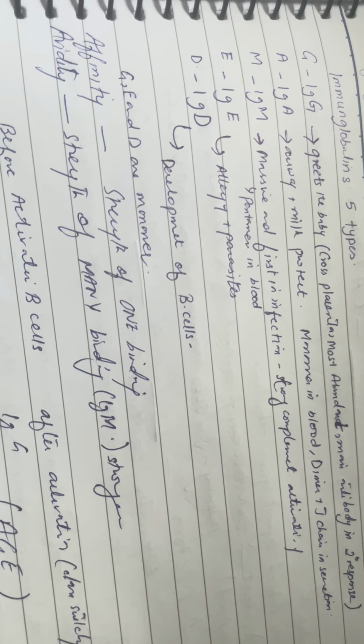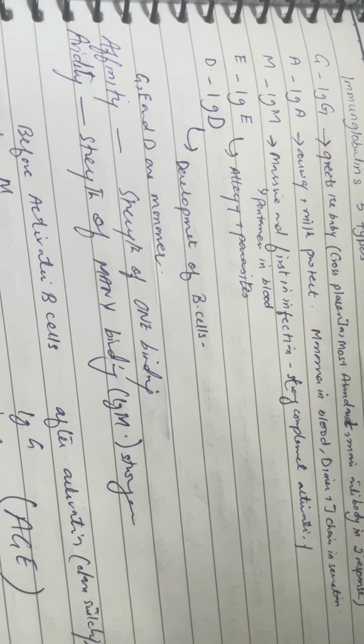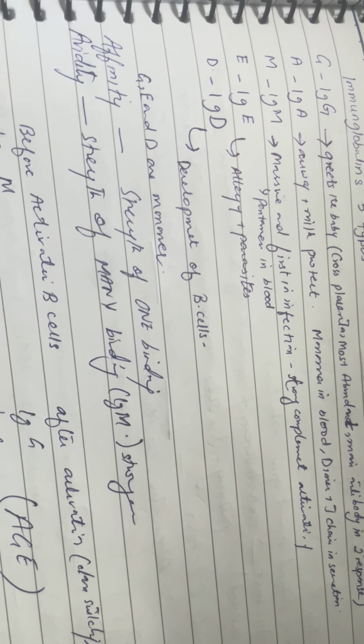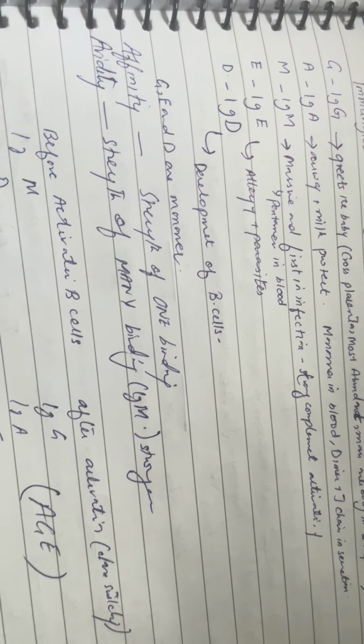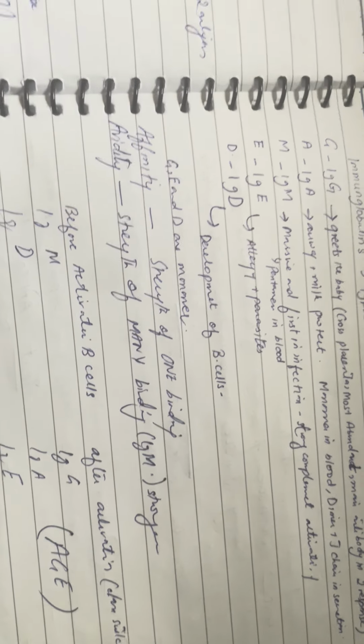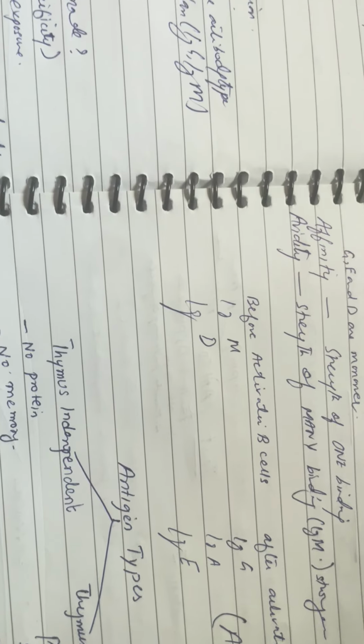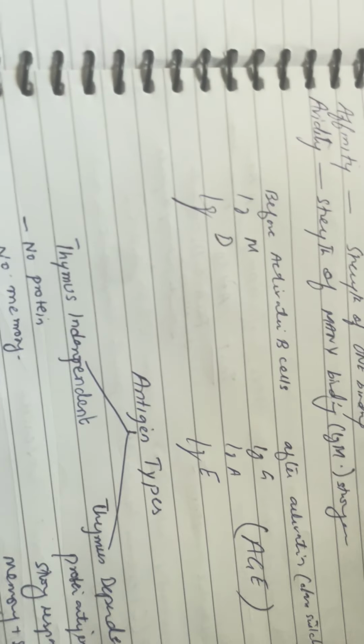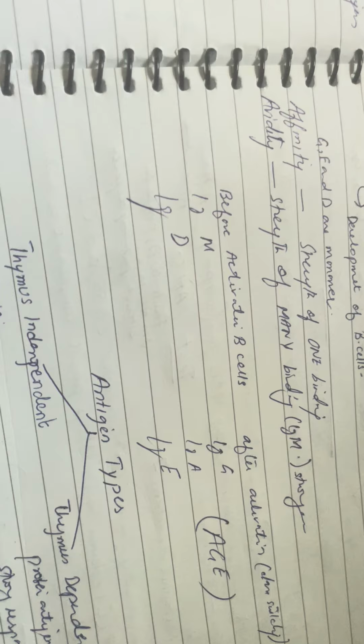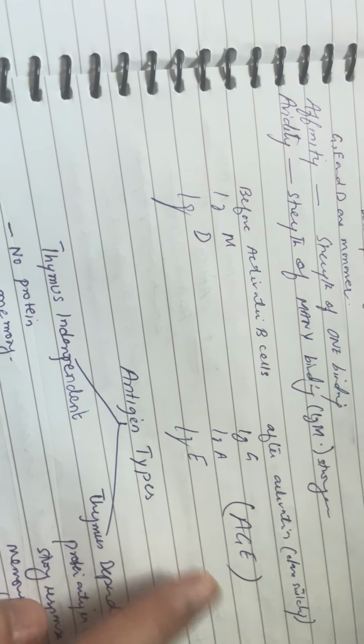Affinity and avidity are two terms. Affinity is the strength of one binding, whereas avidity is the strength of many bindings. Before activation of the B cells it is M and D; after activation and switching, there are G, A, and E, which can be remembered by the mnemonic age.